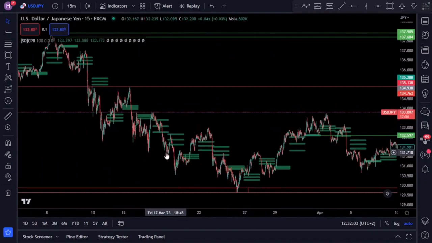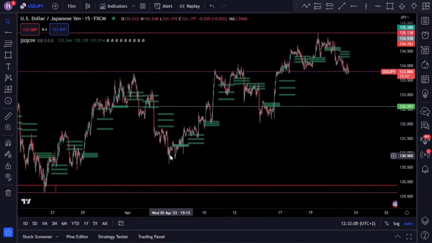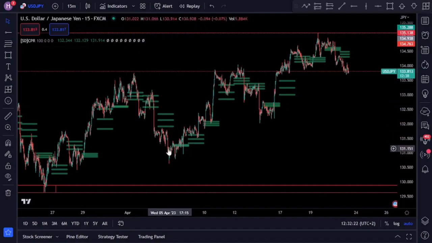looking at the position of the CPR and whether the price is trading above or below it. If the position of the CPR is higher than the previous day, you'll be looking for buy positions. Conversely, if the position of the CPR is lower than the previous day, you'll be looking for sell positions. Next, you'll need to consider the width of the CPR.